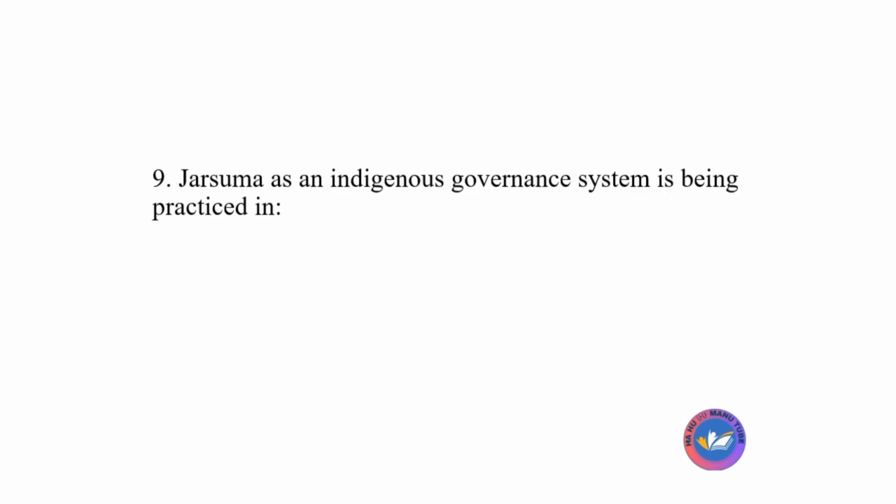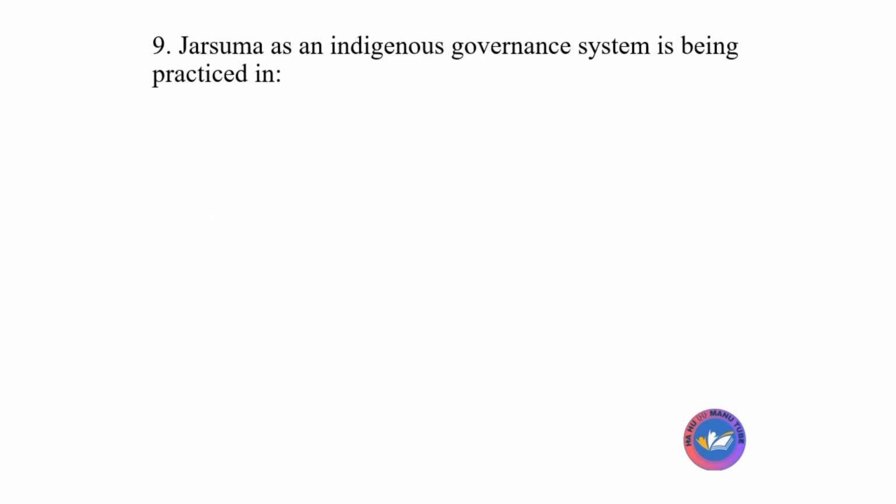Question number 9. Jarsumma as an indigenous governance system is being practiced in A. Oromia, B. Tigray, C. Afar, D. Somalia.